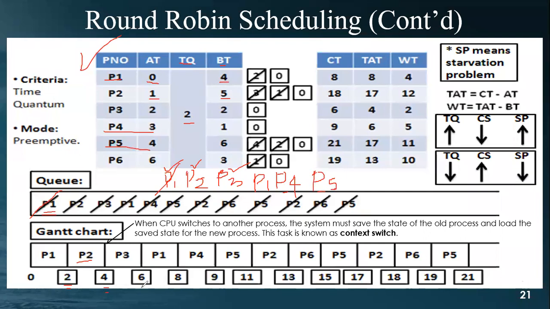At the 4th second, what happens? P2 is done, so he will join at the end of the line. Now who is next? P3, right? P3 will work from the 4th second to the 6th second, and during this time no other process will get the CPU. When the 6th second is over, there is another process, P6, at the end of the line. So P3 is over, and P3 will go back and join at the end of the line.